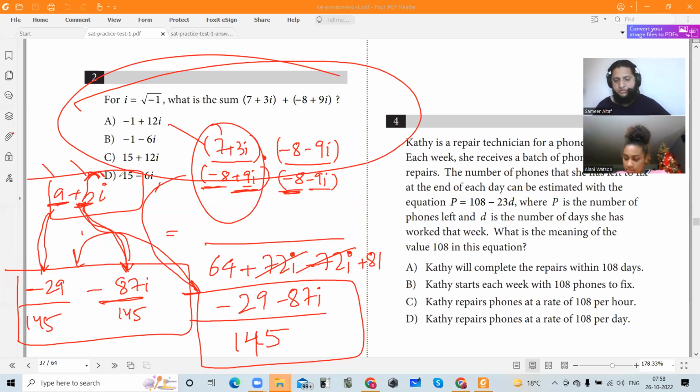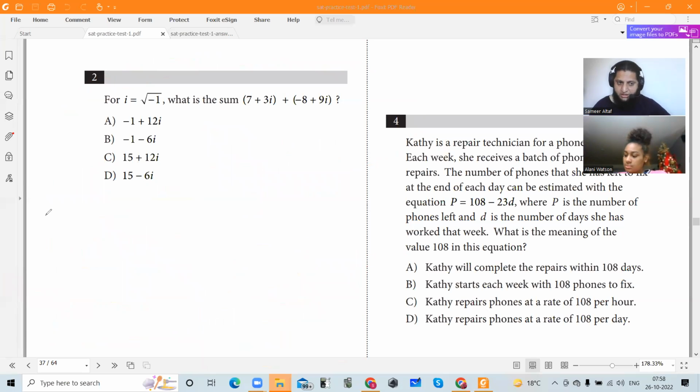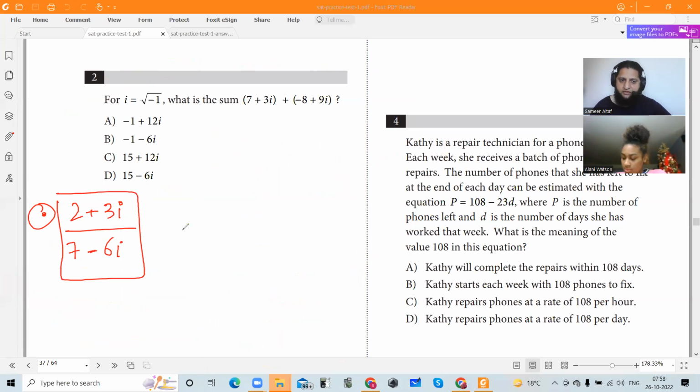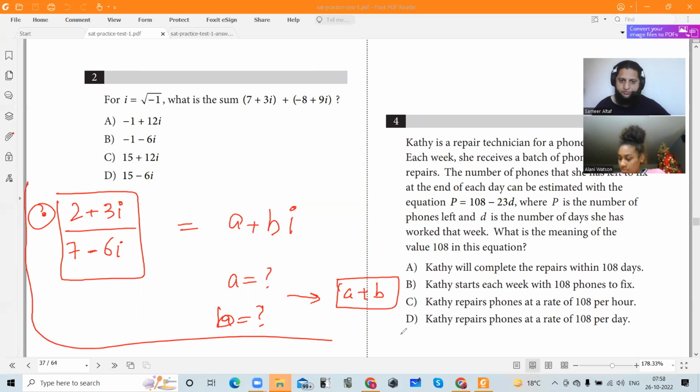Multiplication, division, subtraction, addition. Everything is completely cleared, right? Yes. So what you need to do is some examples of division. Maybe I can write one example for homework: 2 plus 3i divided by 7 minus 6i. You have to do the division of these two numbers, write the answer in the form of a plus bi, calculate the value of a, calculate the value of b, and after that, calculate the value of a plus b. This will be the homework for you.